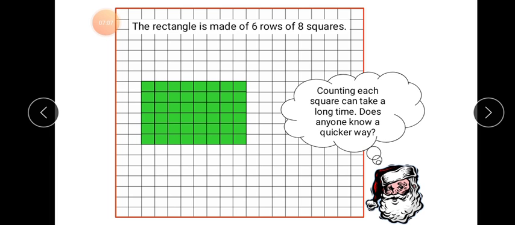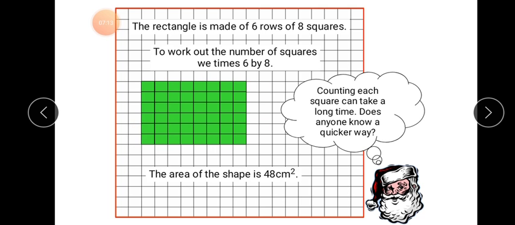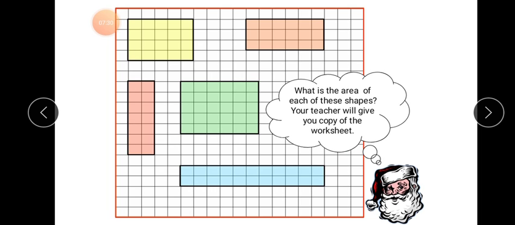So the area of this rectangle will be how much? Multiply 6 into 8, that is 48. In the first row we have 8 squares, and like this we have 6 rows. So we can directly multiply 6 into 8, that is 48 centimeter square. In the same manner we can try all these questions.